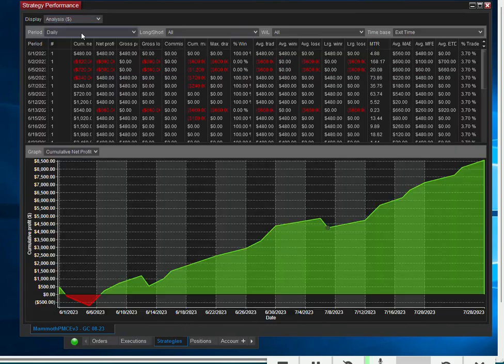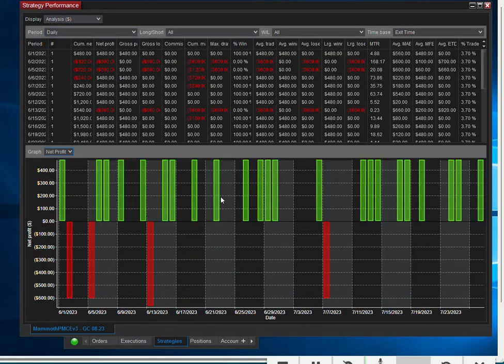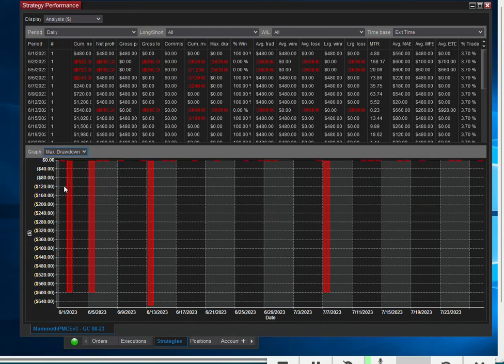Let's do this analysis, and you go to net profit, and you see we have 1, 2, 3, 4 losing days. The rest are winners. And max drawdown, you look, this is the max drawdown right here. That's one losing trade.